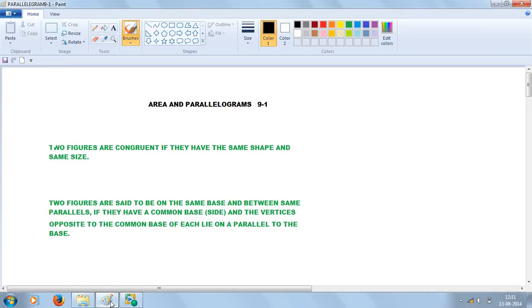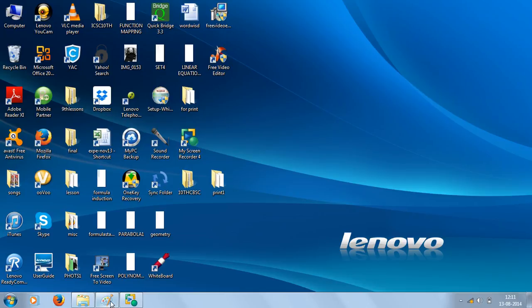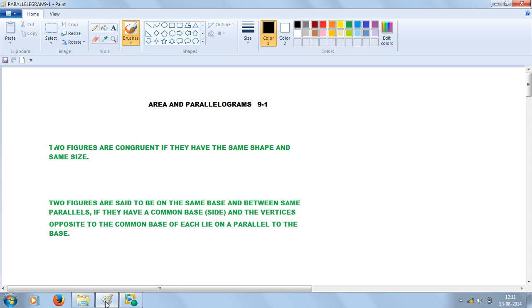So we'll just start a lesson in areas and parallelograms. So what is a parallelogram? Its opposite sides are parallel to each other.